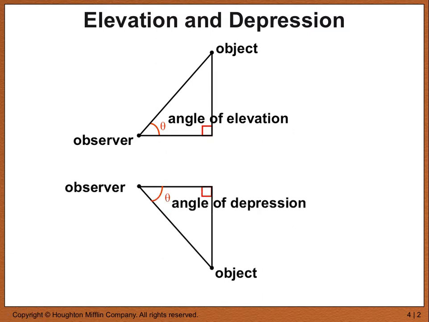Now, angle of depression is similar, but the reason it's a little less intuitive is because it's the angle that the observer's line of sight makes with the horizon, but in many cases that horizon is simply an invisible horizontal line. And we'll see why that's true with a word problem that we're going to do on the next screen or two. But in any case, it is the angle that the observer's line of sight makes with the horizon.